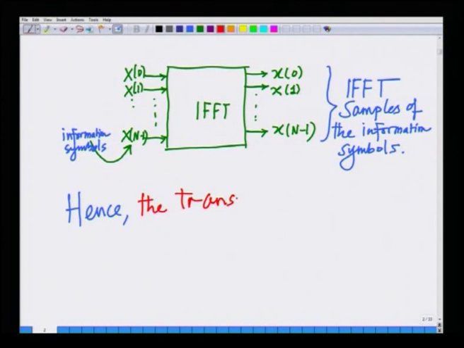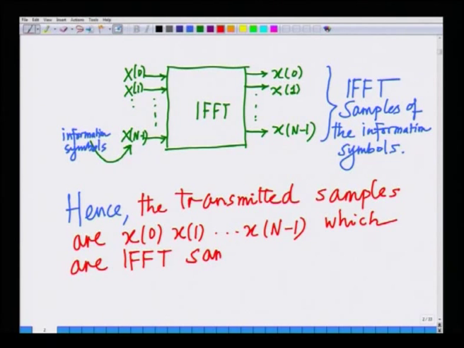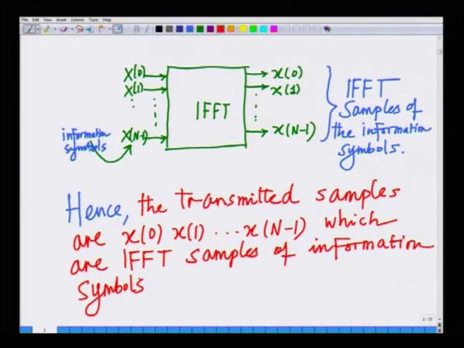Hence, the transmitted samples are x0, x1 up to xn minus 1, which are the IFFT of the information symbols, or the IFFT samples of the information symbols, capital X0, capital X1.